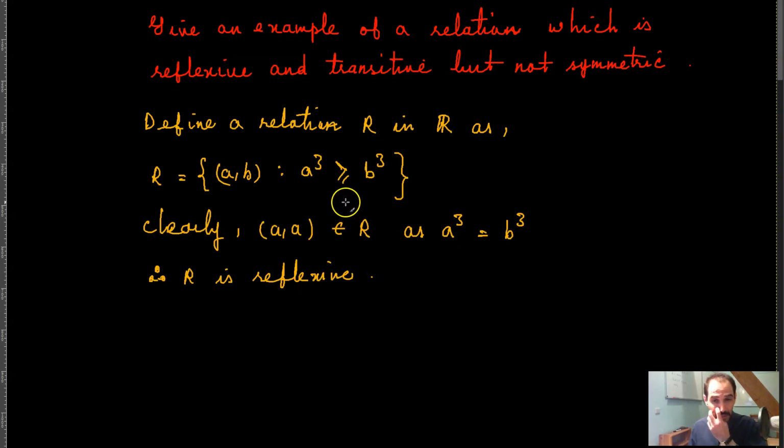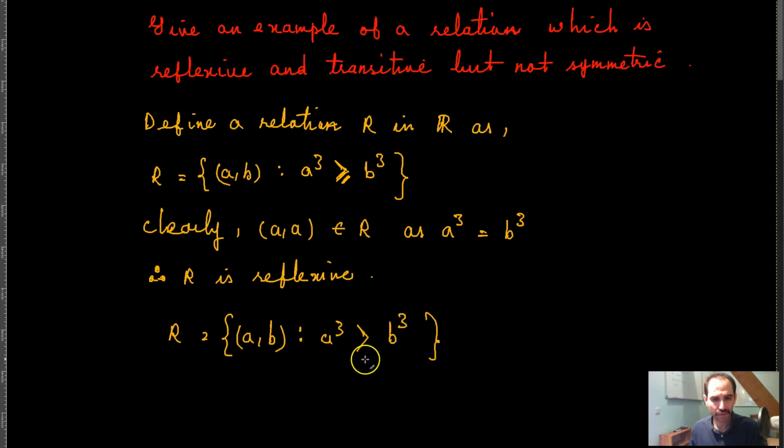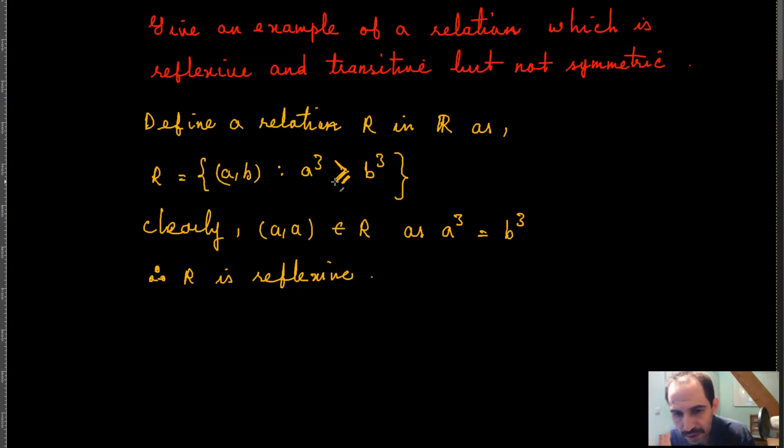So remember that whenever you want to define a relation which is reflexive and also other things apart from being reflexive, well, of course, if I write, for example, this relation as R is equal to ordered pairs (a, b) such that a cube is greater than b cube, then of course this is not going to be reflexive because a cube is not equal to a cube over here, and so what that means is that (a, a) cannot exist in R. So when you put this equal sign over here, then you can make sure that the relation is reflexive as well.